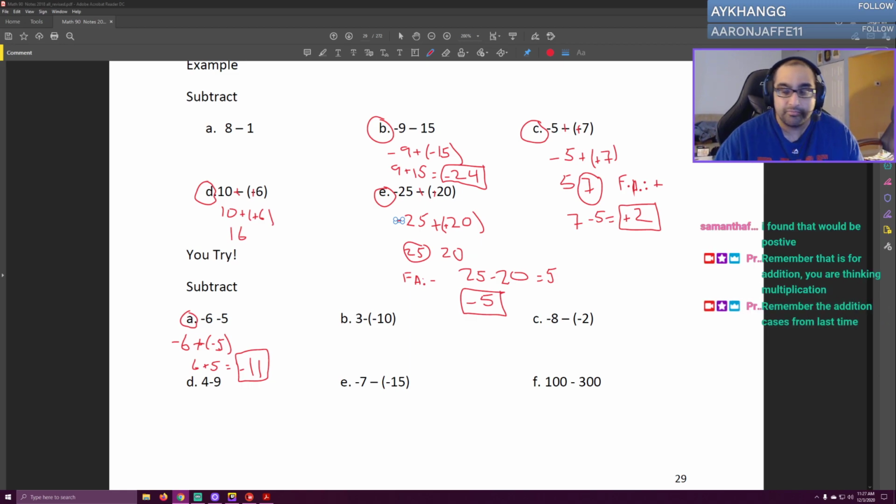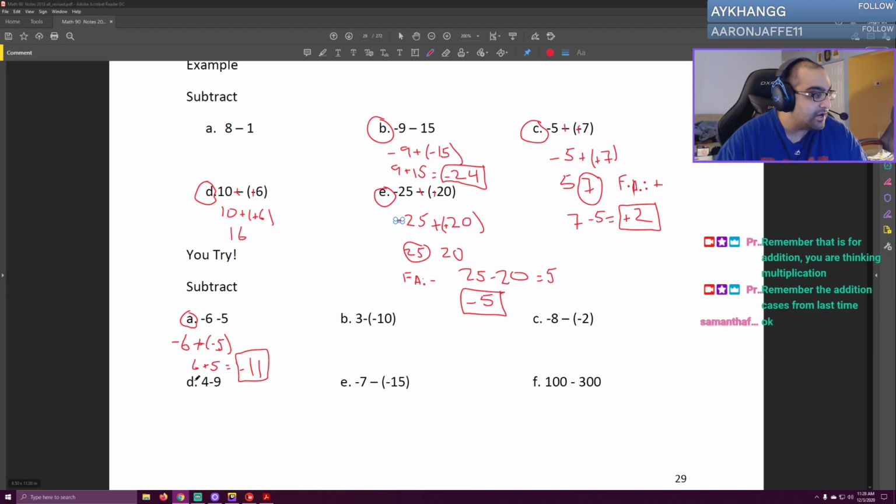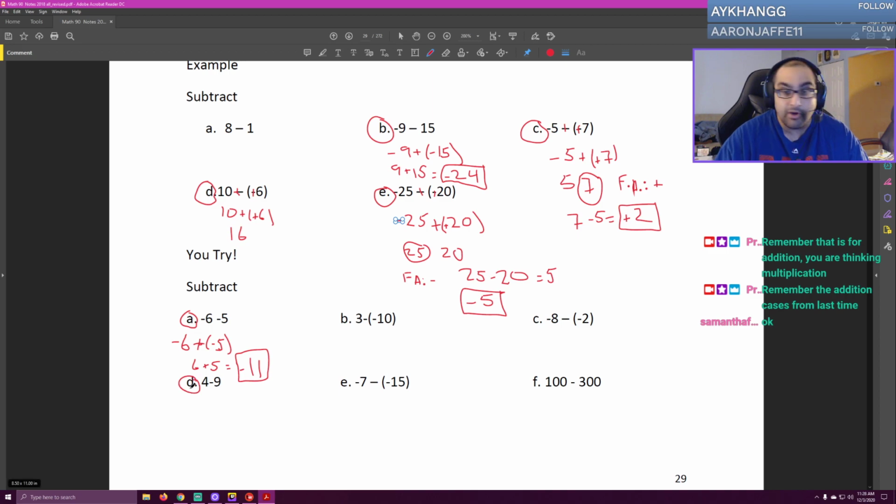All right, there we go. It's kind of important there. Just remember those addition cases from last time. That's very important, okay? Let's try another one though, because I think that's fair here. Let's look at letter D, because I want you to get comfortable with this. You guys are asking really good questions, because I do want you to get comfortable with this process here. So we need to go slow. It's just a matter of getting comfortable with the process. So let's do 4 minus 9.